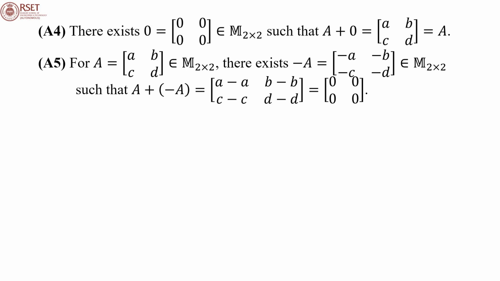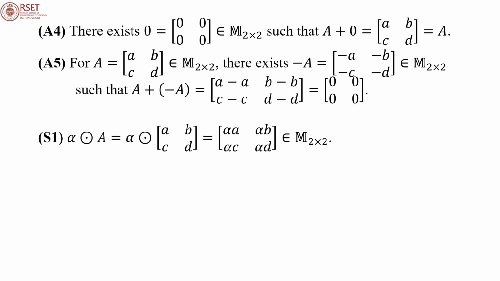Now let us consider all the 5 properties of scalar multiplication. If we multiply a real number to a 2 by 2 matrix, we know we again get a 2 by 2 matrix where each element of the matrix is multiplied by the number. So, closure under scalar multiplication is satisfied.